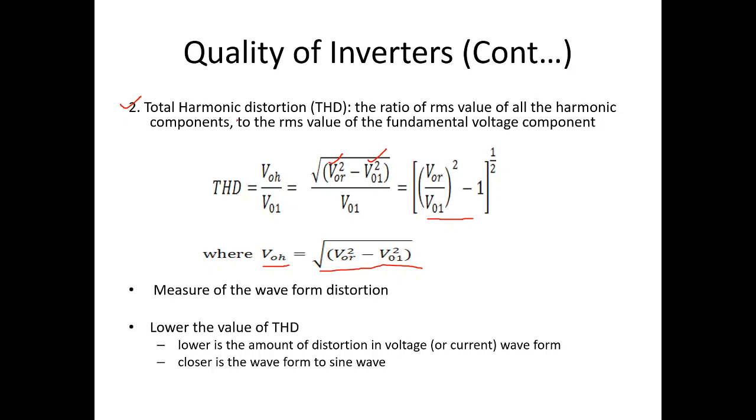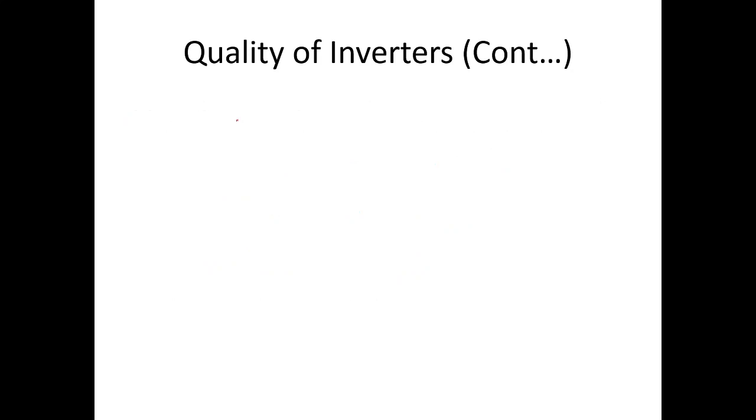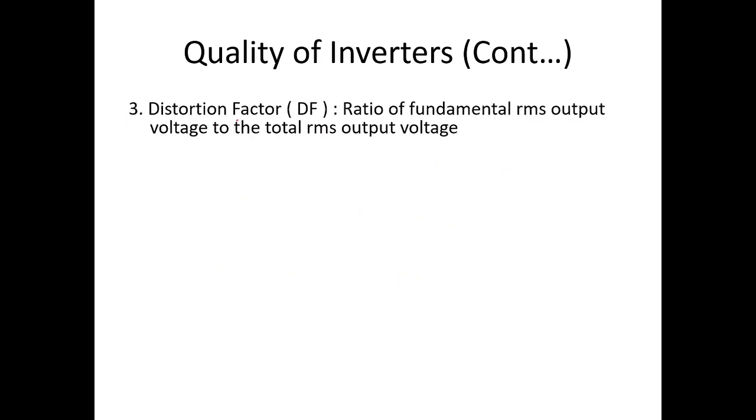Okay, this is about the second factor, which is very important. More often this is the factor that is used to evaluate quality of inverters. The third one is the distortion factor. It is the ratio of fundamental RMS output voltage to total RMS output voltage. So that is V01 by V0R. This is the RMS value of fundamental voltage, and V0R is the RMS value of output voltage.